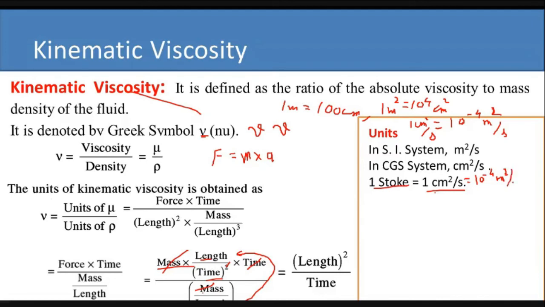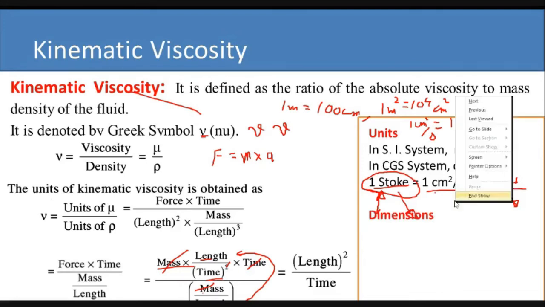Remember this conversion, because while solving a problem, the kinematic viscosity can be given in stroke. So first of all, convert that kinematic viscosity in stroke into kinematic viscosity in meter square per second. The relation is 1 stroke equals 10 to the power minus 4 meter square per second.